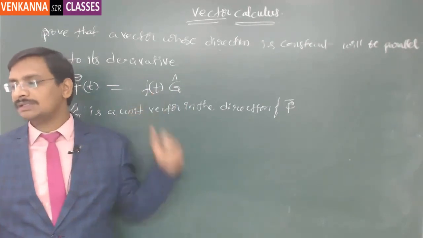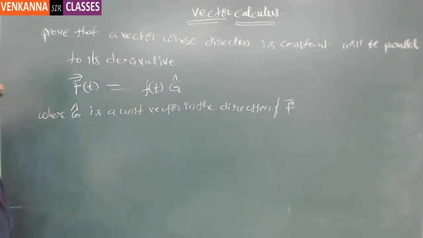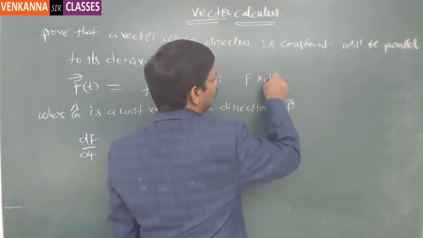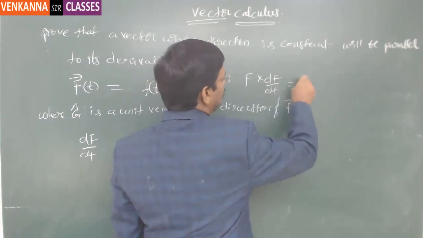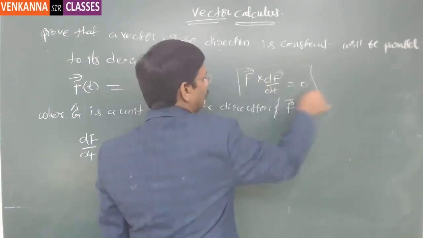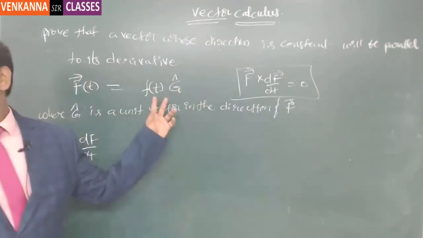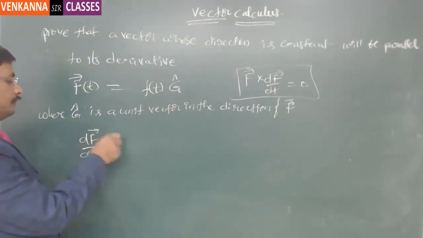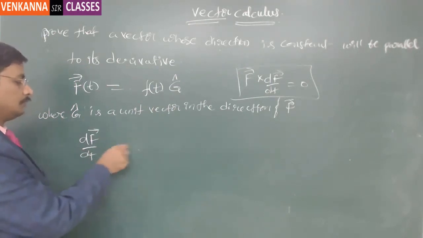So based on this understanding, you can calculate df by dt, and then find out the cross product, which comes out to be 0. Then you can conclude that they are parallel to each other. Now based on this understanding, try to find out the df by dt value and tell me how much you got.